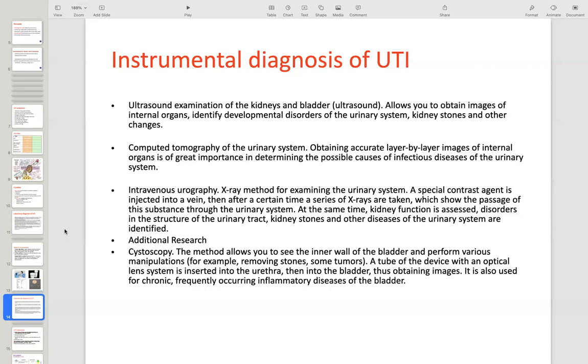So some of the other additional research is cystoscopy. The method allows you to see the inner wall of the bladder and perform various manipulations.